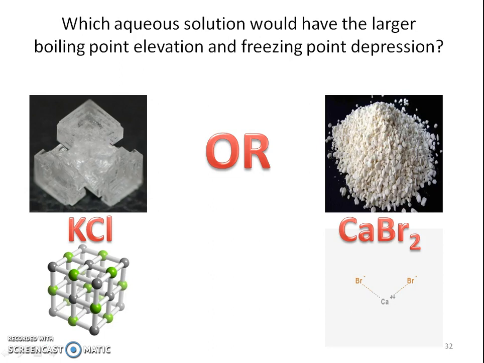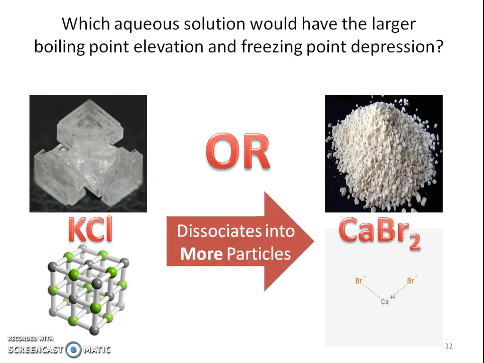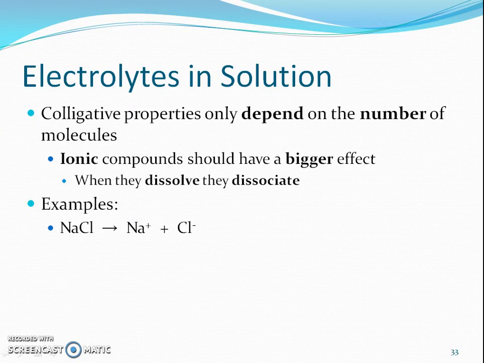Hopefully you did. So can you read this question, answer it, and the why? Hopefully you got that because we talked about breaking up into more particles. The KCl will break up into 2 particles and the CaBr2 will break up into 3 particles. So electrolytes in solution are going to depend on the number of molecules. Remember, an ionic compound should have a bigger effect than a covalent compound because it breaks apart.